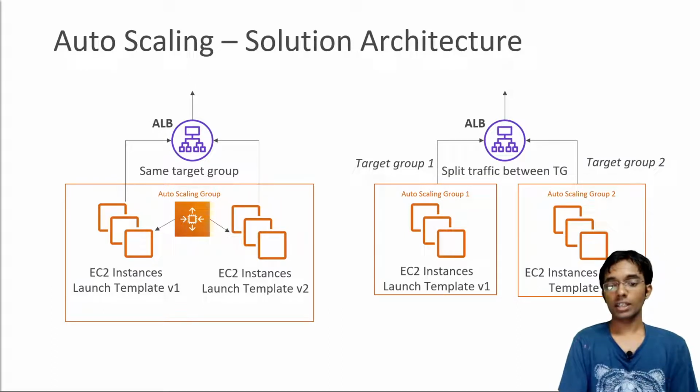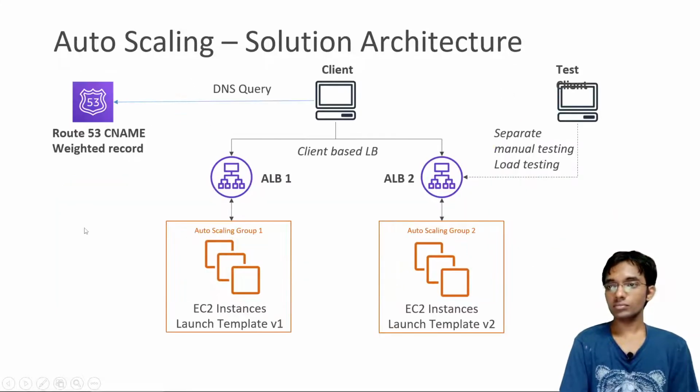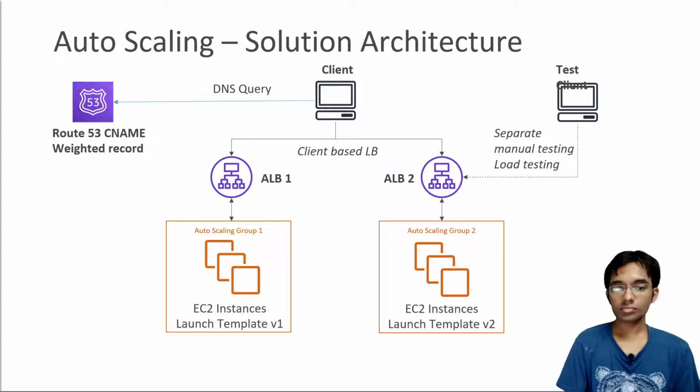So number 3 here is the more complex one that we will be seeing in the next slide. This one. So we have our application load balancer number 1 that is linked to our auto scaling group with our EC2 instances and launch template version 1. What we'll do is create an entirely new application load balancer and an entirely new auto scaling group, with launch template number 2. The idea is now we have two very independent architectures.